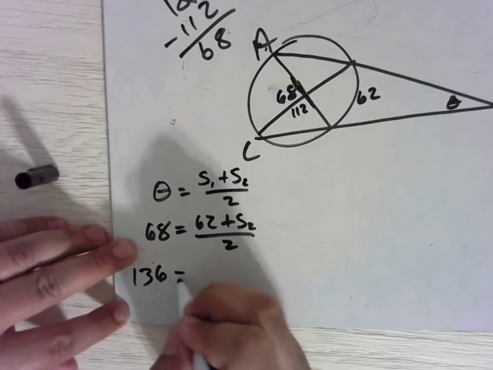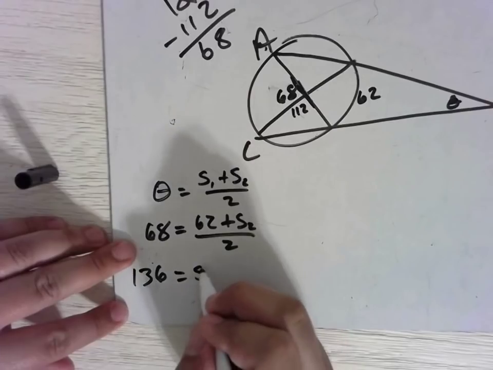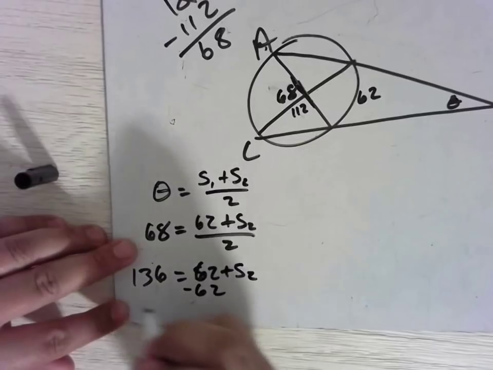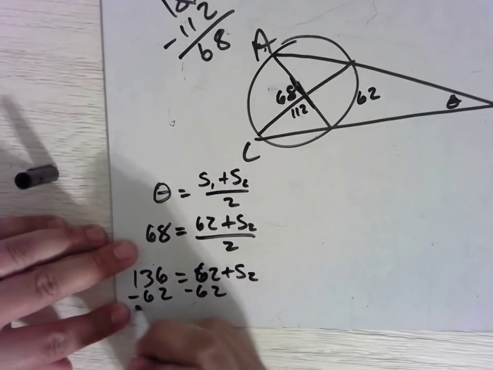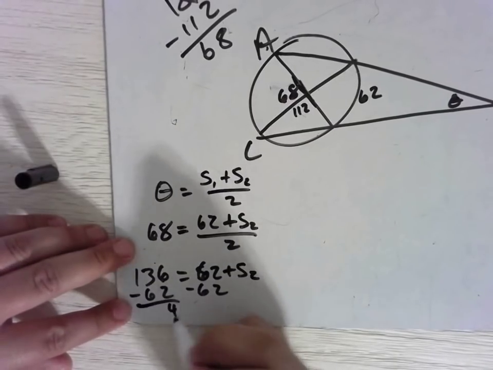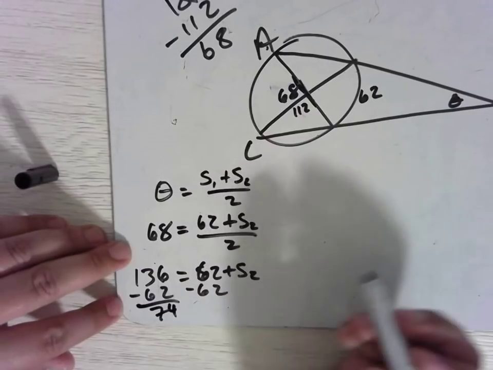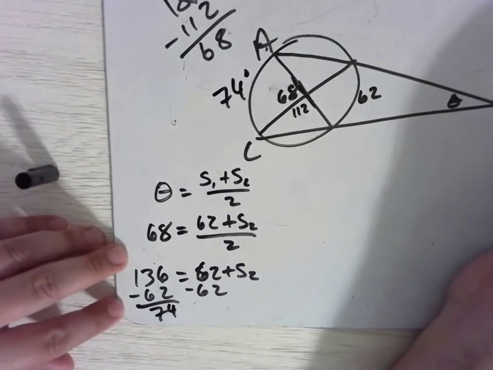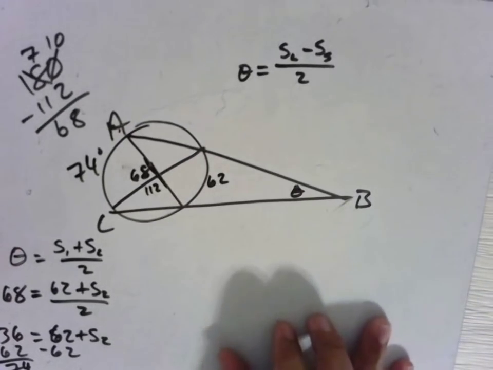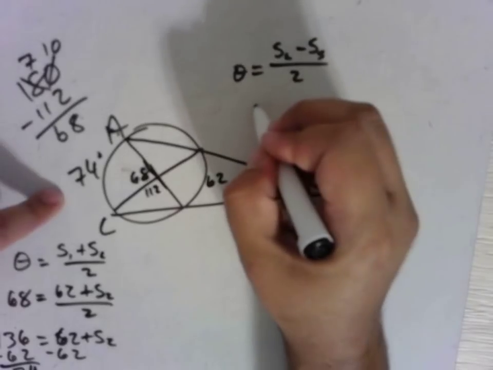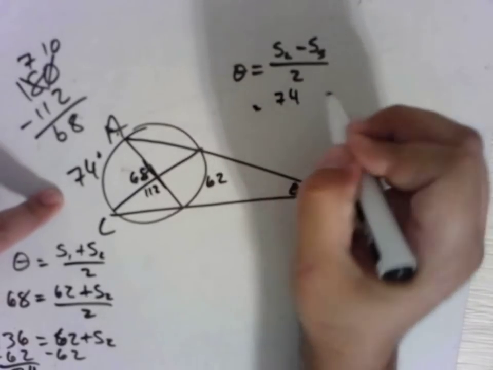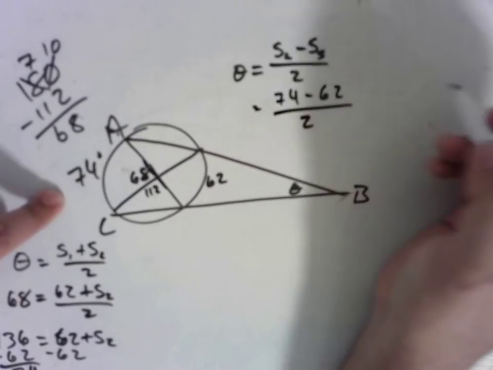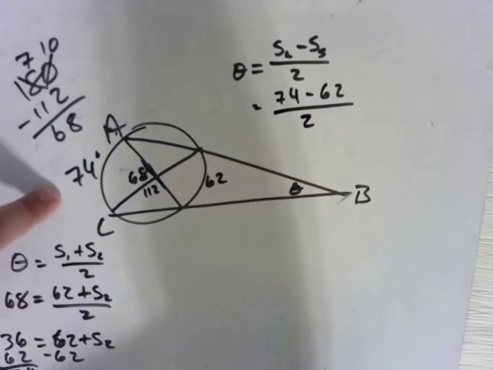Multiply 2 to both sides, and you have 136 equals 62 plus arc 2. Subtract 62, and this becomes 74. So this is 74 degrees. Back up here, your theta is going to be equal to 74, your large arc, minus 62, your small arc, divided by 2. 74 minus 62.